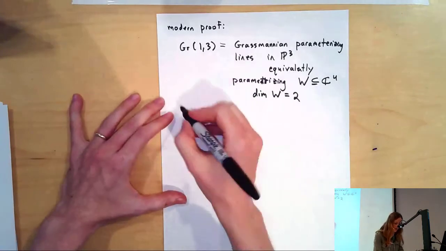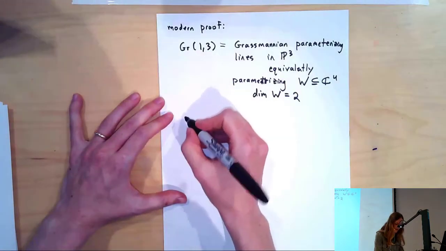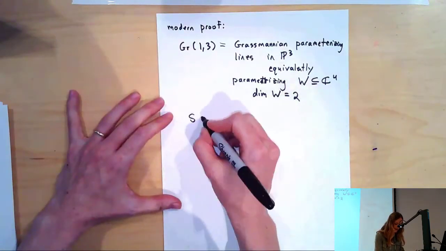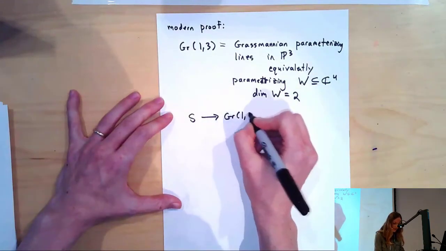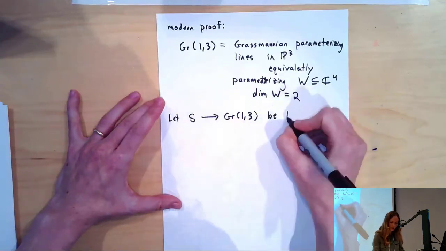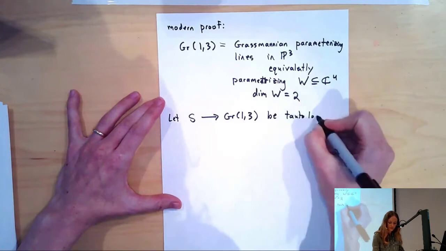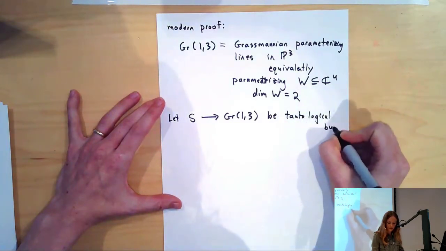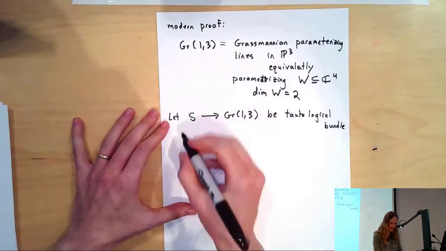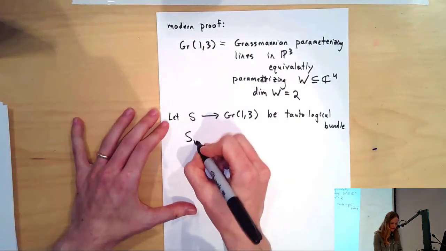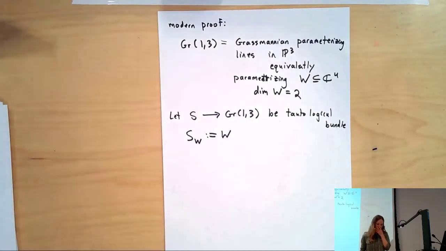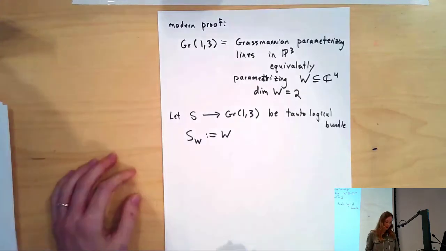we can look at the value of our polynomial. And to do that, let's look at this vector bundle. Let's introduce some vector bundles on this. So we could let S, the tautological bundle. And what this bundle does is its fiber over the point corresponding to W is itself W. So that's a definition of this tautological bundle.